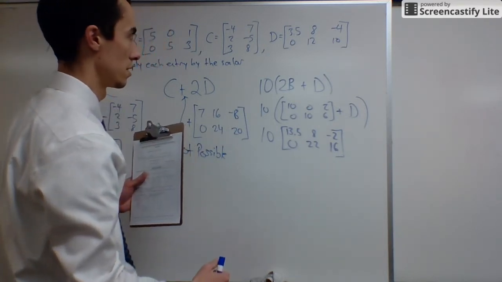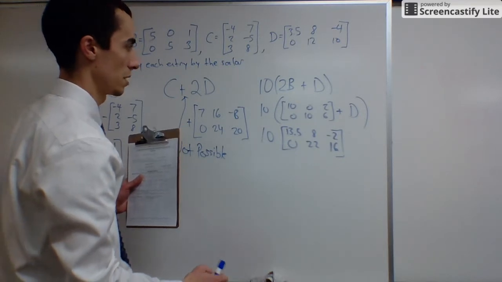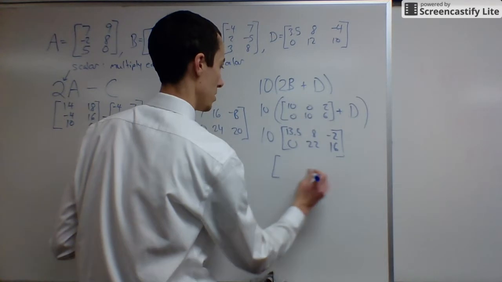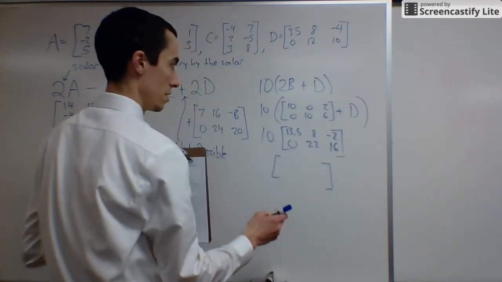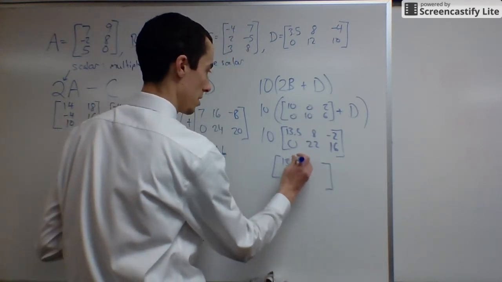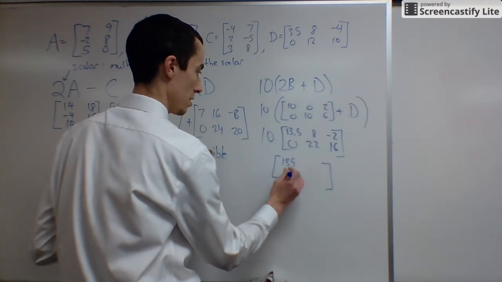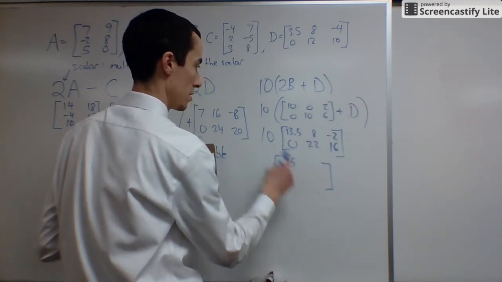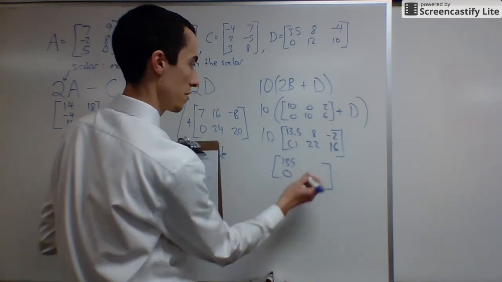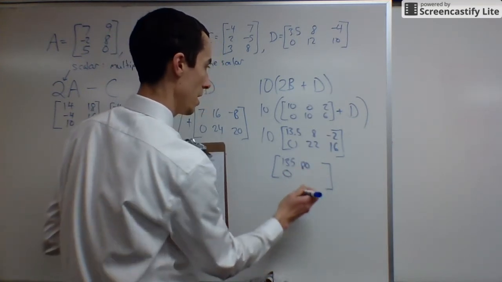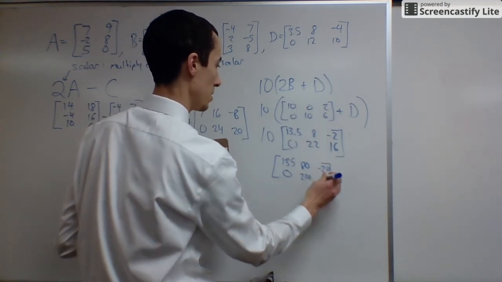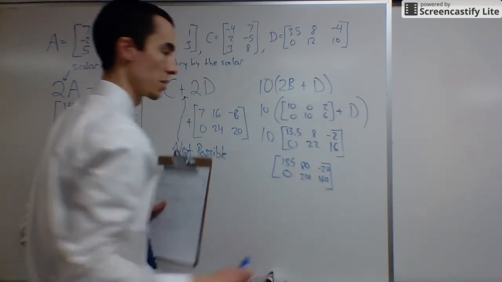Then, all right, multiply 10 by each of the entries in the matrix, and that would give us 135, 10, whoops, 10 times 0 is 0, of course, 80, 220, negative 20, and 160.